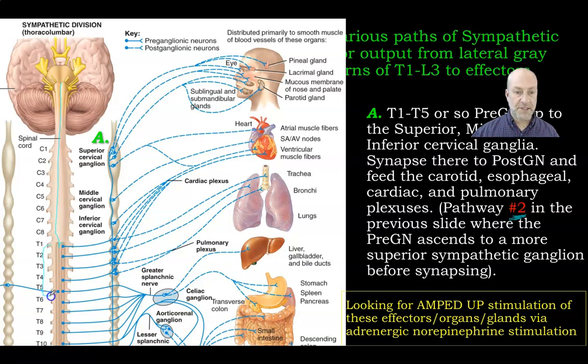They're hitting the cell bodies at T1 and activating them, and they're sending motor impulses through T1 through T5, through the spinal nerves, the preganglionic nerves. They go right out. They do not synapse at the trunk ganglia at their segmental level. They go right through, and they ascend. And where do they ascend?